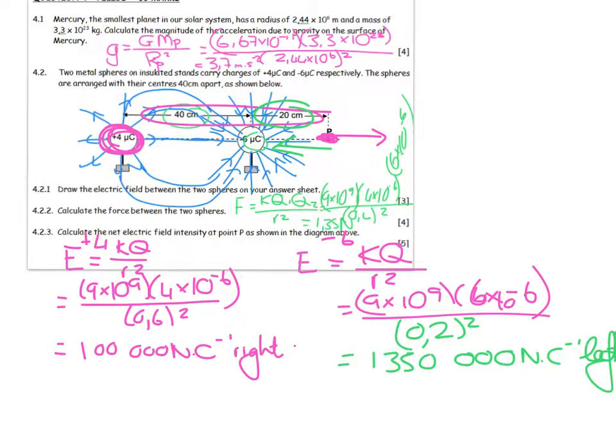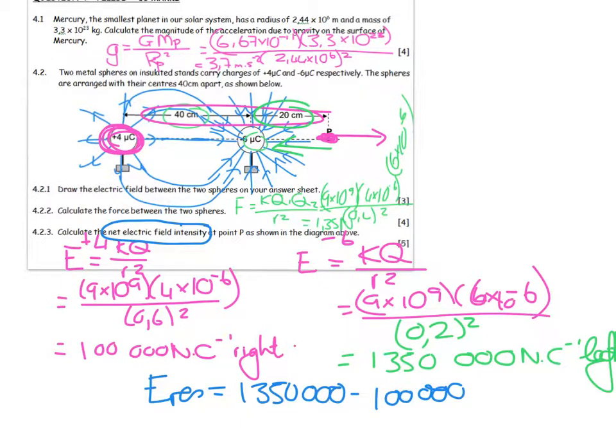So I now have two vectors, one is to the right and one is to the left. So if I want the resultant vector, the net electric field intensity, the net vector, I go 1350123 minus 100,123, and I am left with 1250123 newtons per coulomb. Who won the race? The left won the race. It's bigger, and there you go. So it's really just a vector question, but with electric fields.